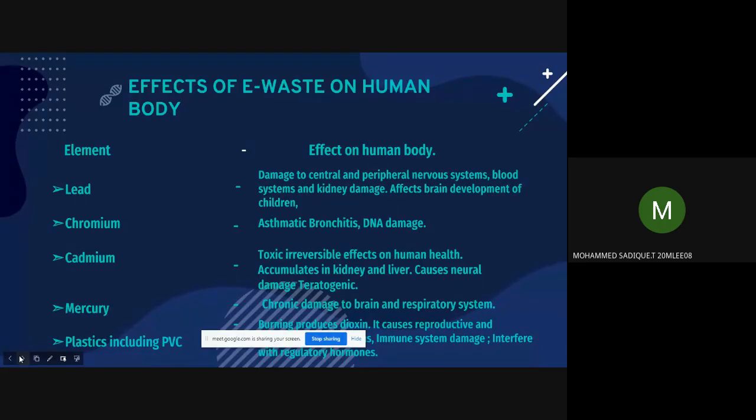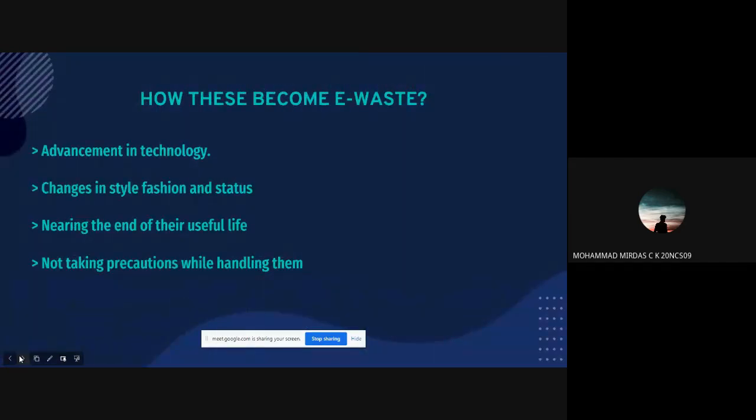I'm Mohammed Murdas from Team Technogods. Now let us see how these become e-waste. The following are the reasons how these become e-waste. In modern society, there has been a huge advancement in technology, and it has contributed to the piling up of e-waste. Changes in style, fashion, and status, items nearing the end of their useful life, and not taking precautions while handling them are also major factors.